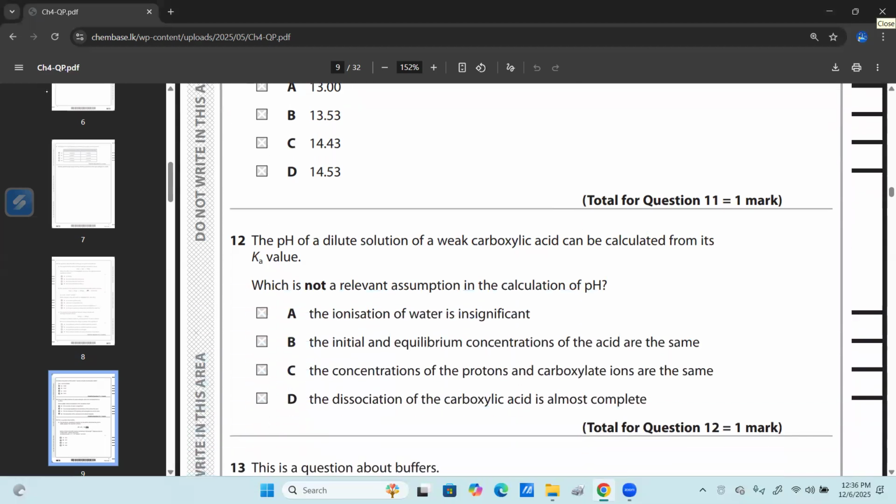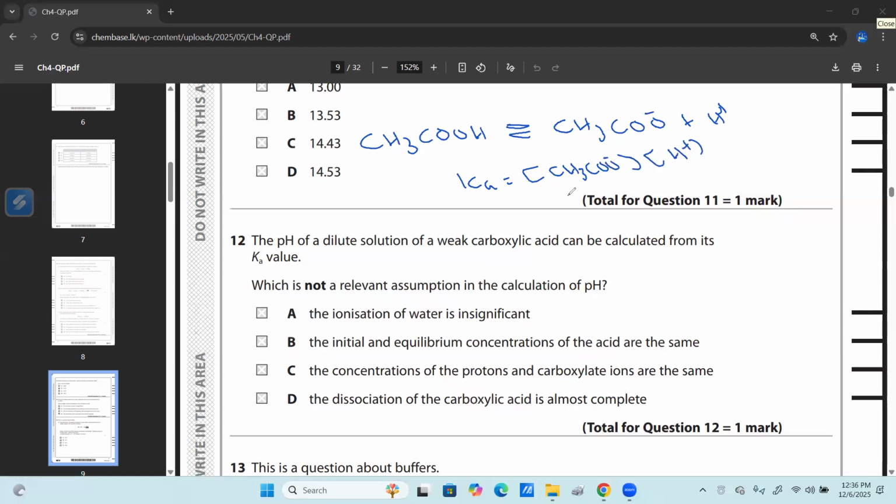The pH of a dilute solution of a weak carboxylic acid can be calculated from its Ka value, which is not a relevant assumption in the calculation of pH. So children, if I take a carboxylic acid, we know it has a reversible dissociation because it partially dissociates to give these two, right? Then if I write Ka, we can write carboxylate, H plus and acetic acid.